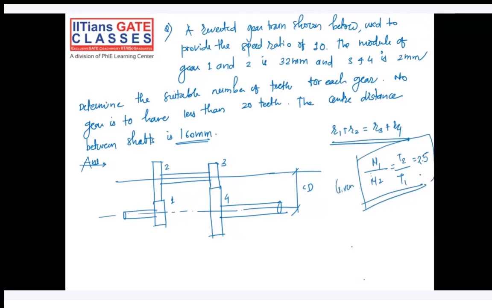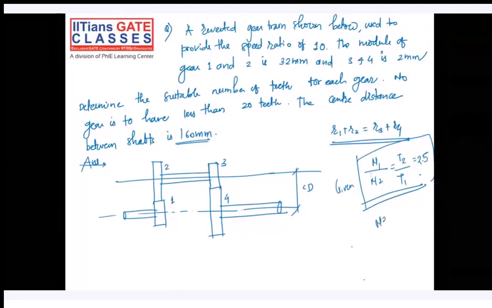So here I assume the speed ratio of gears 1 and 2, n1 by n2, which is equal to t2 by t1, is 2.5. This is what you have to assume and solve the question. Similarly, for gears 3 and 4, n3 by n4 equal to t4 by t3 is equal to 4. Okay, so these are the additional inputs on top of the center distance they have given. So this is all you have. Now try to solve it.